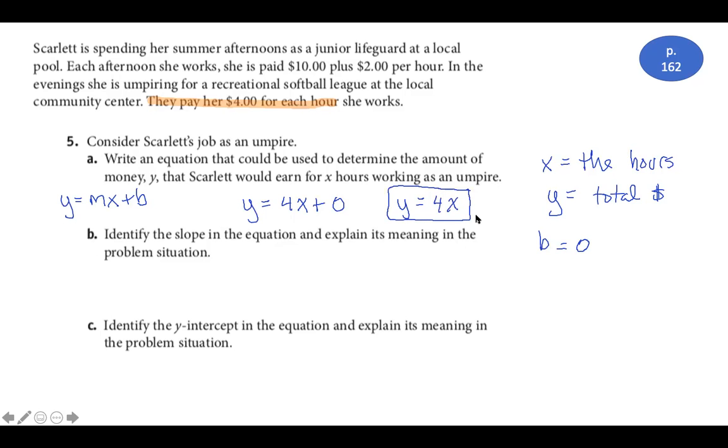All right, identify the slope and explain the meaning. This is kind of redundant. The slope is 4. The meaning is she earns $4 per hour. Identify the y-intercept. The y-intercept is 0, and it means she does not earn any money at the start. When time is 0, money is 0. All right, next slide.